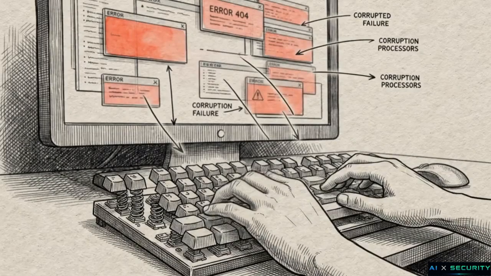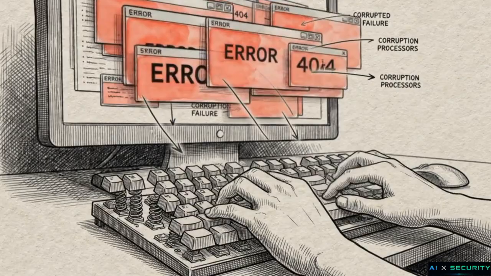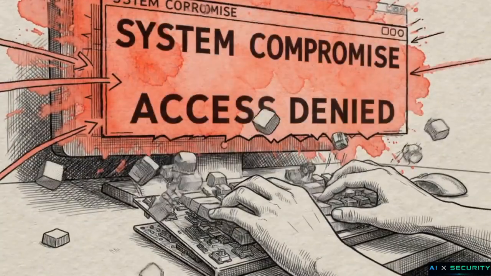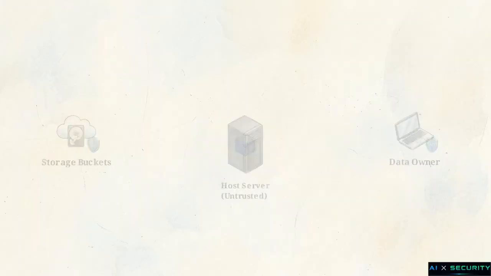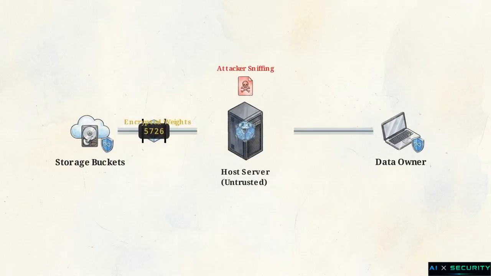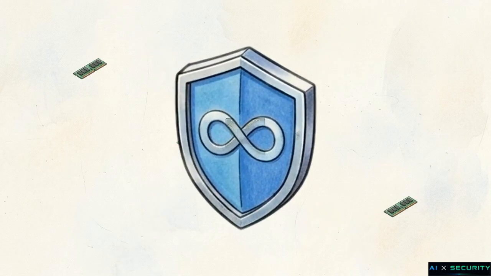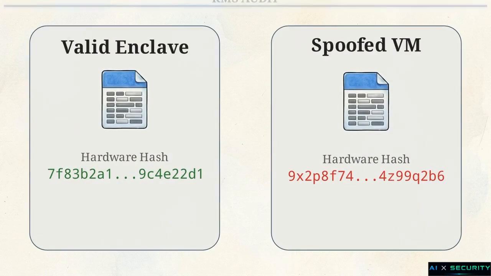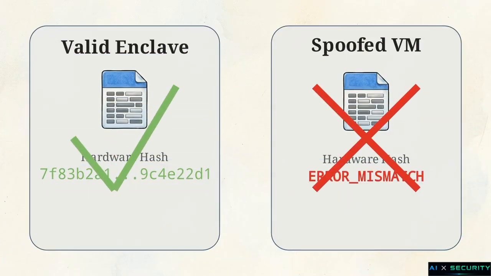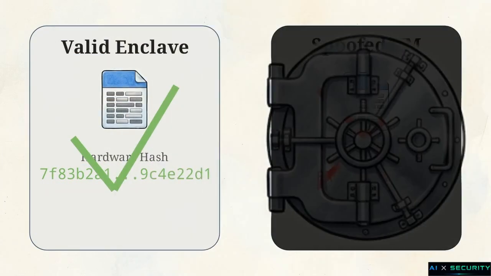Assume a highly capable threat actor has gained total root and administrative control over the physical host machine and the surrounding network. Network sniffing yields nothing. The storage buckets only hold encrypted weights, and the data owner's tunnel is completely protected by end-to-end encrypted TLS. Even with root access, hypervisor tampering fails. The hardware root of trust and memory encryption physically block the attacker from scraping the RAM. And if they try to spoof the virtual machine entirely, the model's key management system will instantly reject the attestation document because the hardware hash won't perfectly match the audited binary.